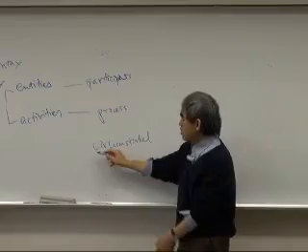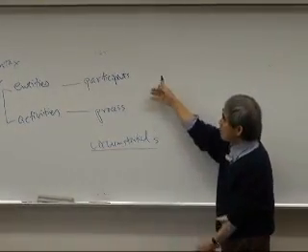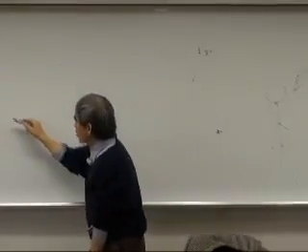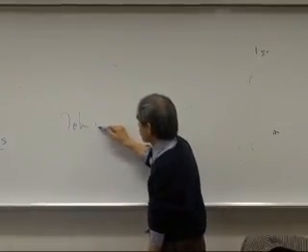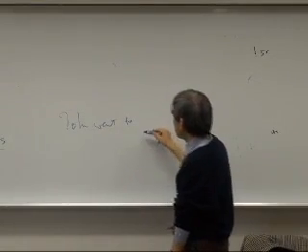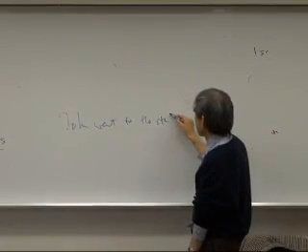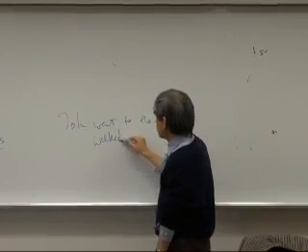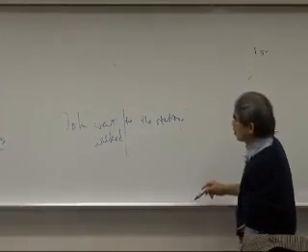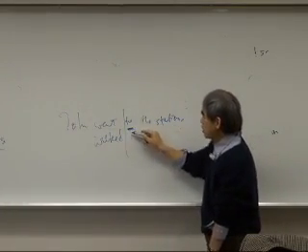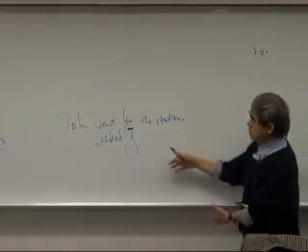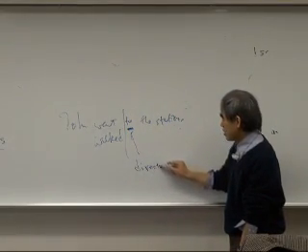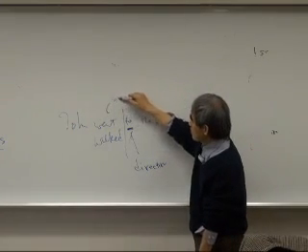Usually, circumstantials are a combination of participants and processes. Why? Because when I say John went to the station, you can also say John walked to the station. And this "to the station" indicates direction of movement.